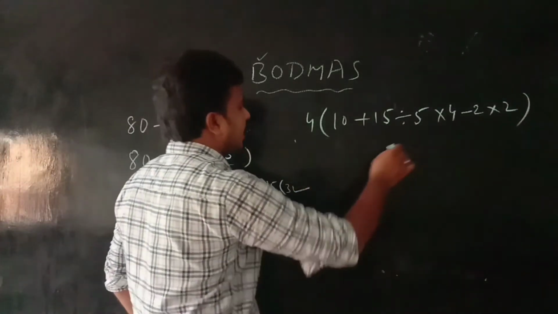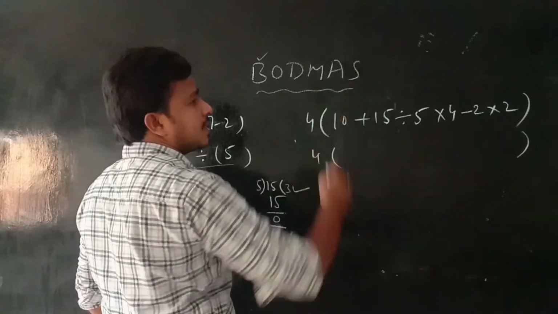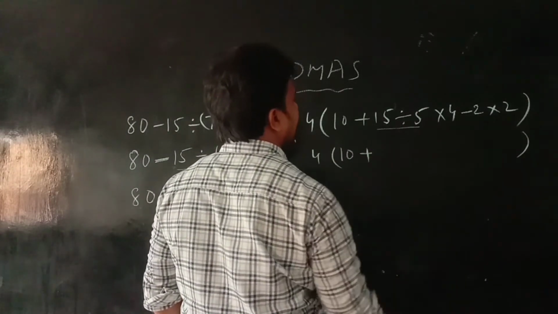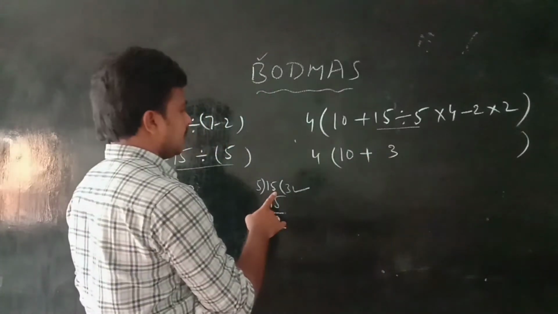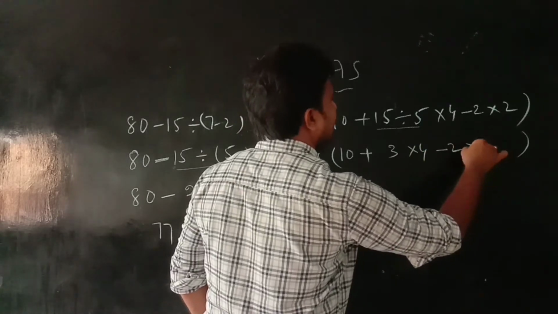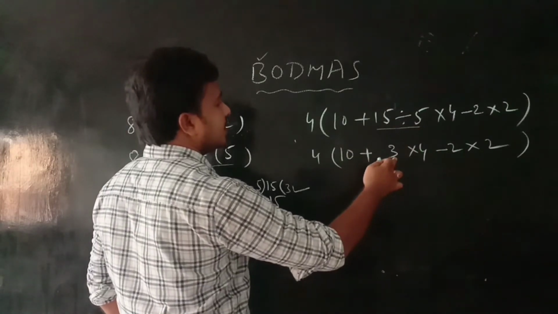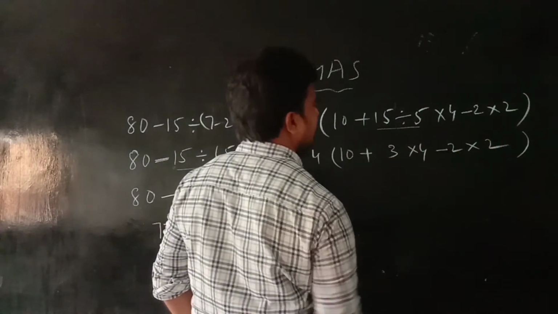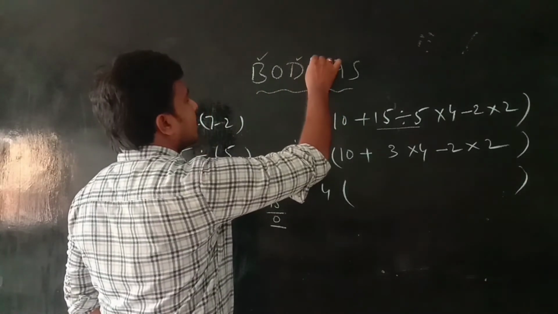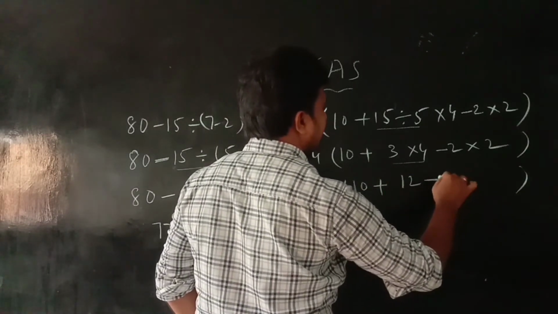And look at this example carefully. First of all we solve the brackets. In brackets, the order again follows. So 10 plus 15 divided by 5 is equal to 3. So 4 into 10 plus 15 divided by 5, 3 into 4 minus 2 into 2. According to the BODMAS rule, after division we have to do multiplication. 10 plus 3 4s are 12 minus 2 2s are 4.